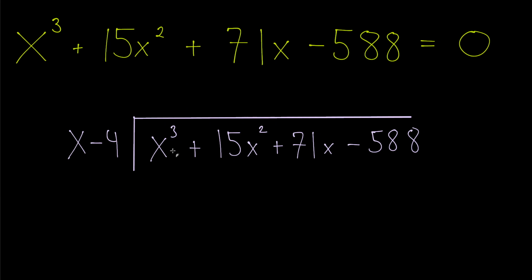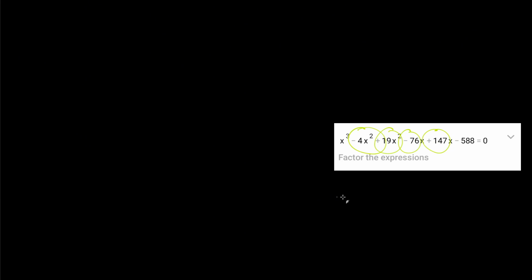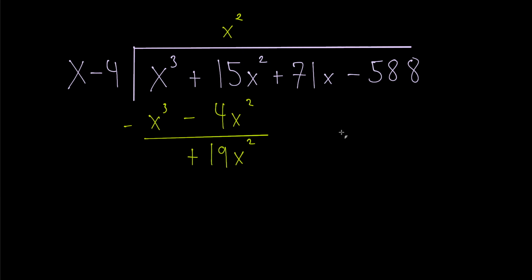Okay, let's go through a couple of these steps. X fits into x cubed, x squared amount of times. Multiply it back, we get x cubed minus 4x squared. So that 4x squared showed up. Then if we subtract these, we get a positive 19x squared. That's where that's coming from. Okay, bring this down, plus 71x. And then we do the exact same process.